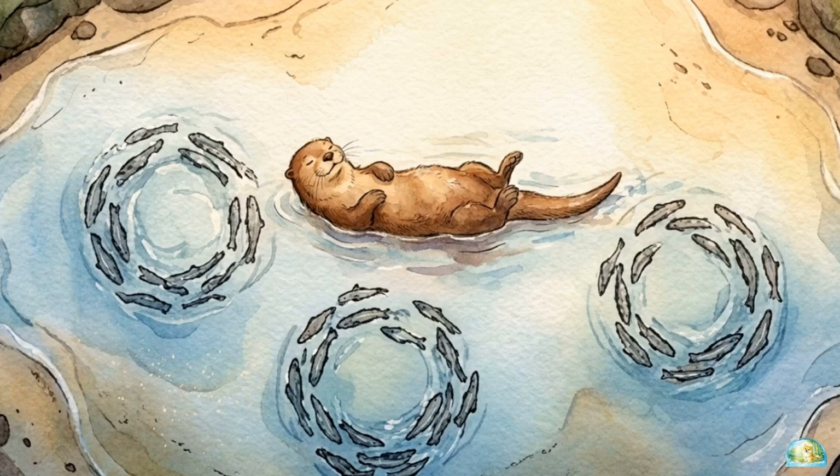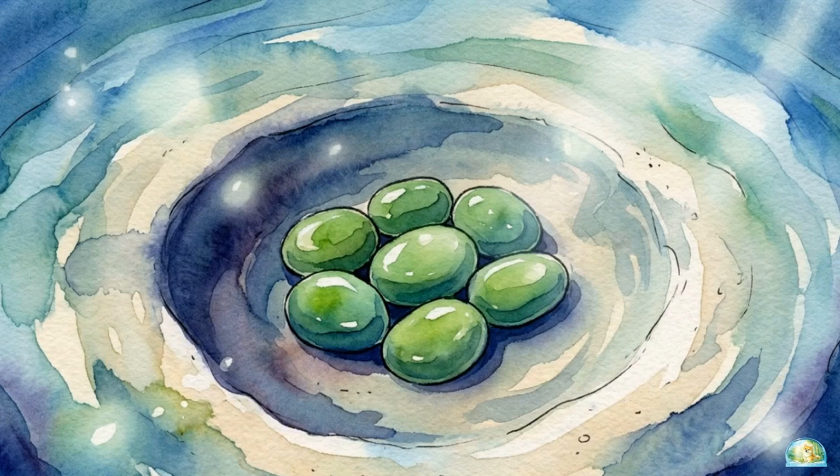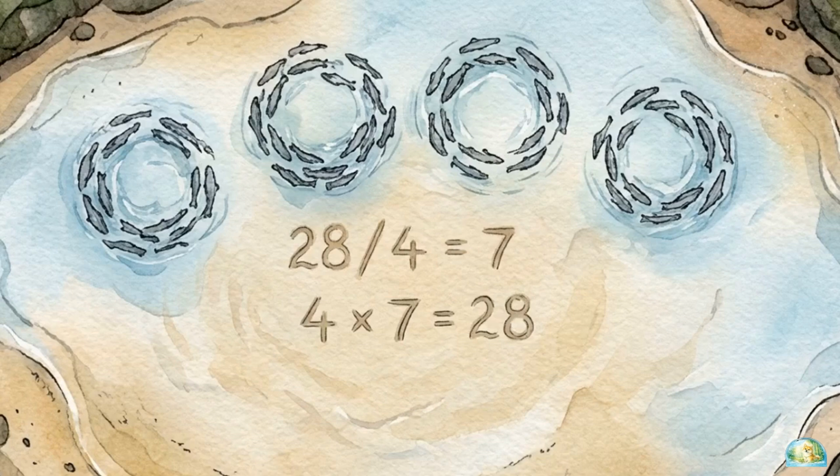Sedge reaches the final basin. 28 fish have settled here, divided into 4 separate schools. To find the size of these schools, we ask, 4 times what makes 28? 4 times 7 is 28. So the quotient is exactly 7. 28 divided by 4 equals 7, because 4 times 7 equals 28. The basin is now calm, and the route through the falls is complete.